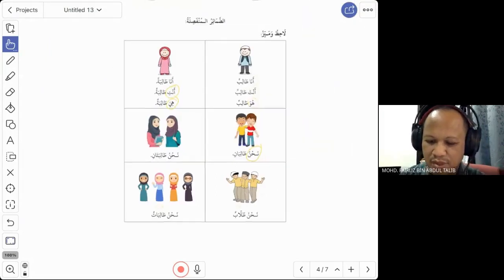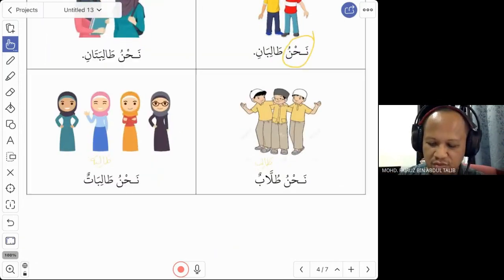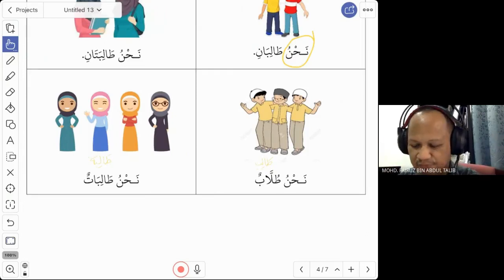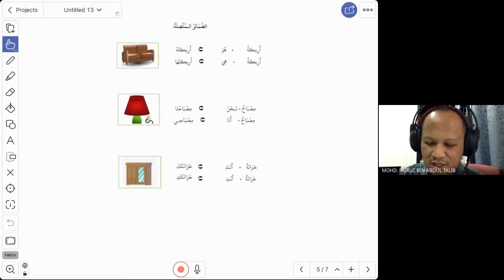With the Dhamair Munfasilah, we have done the revision, and at the same time we learned the mufrad and jama' for the word talib and also talibah. Okay, done. Any question before I move to the next one? No. Okay, let us move to the next one.